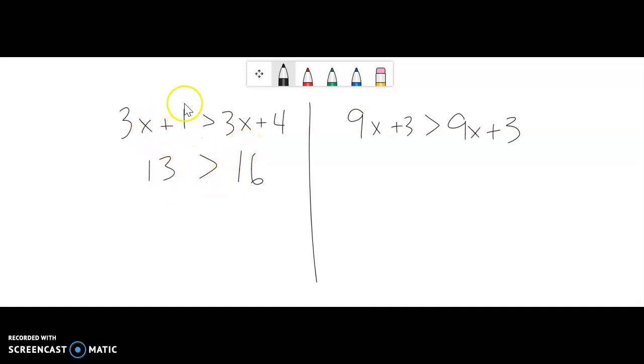If you try anything, you're going to have something over here that's 3 less than the other one. If this was 10, this would be 13, etc. It's never going to be a true statement because this one's always going to end up being 3 smaller than this one, so it's never going to be greater than. So this is no solution.